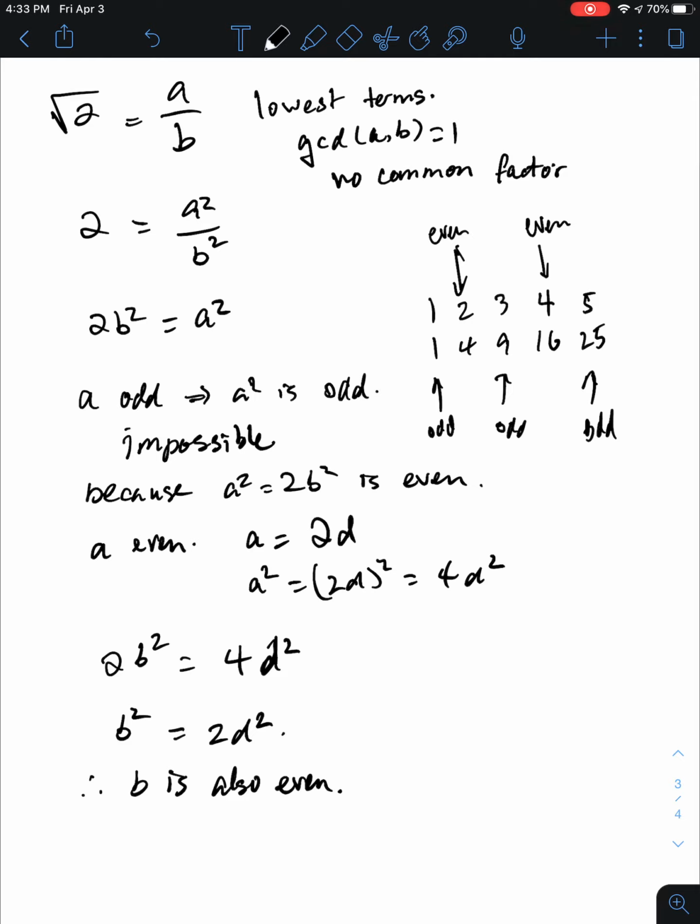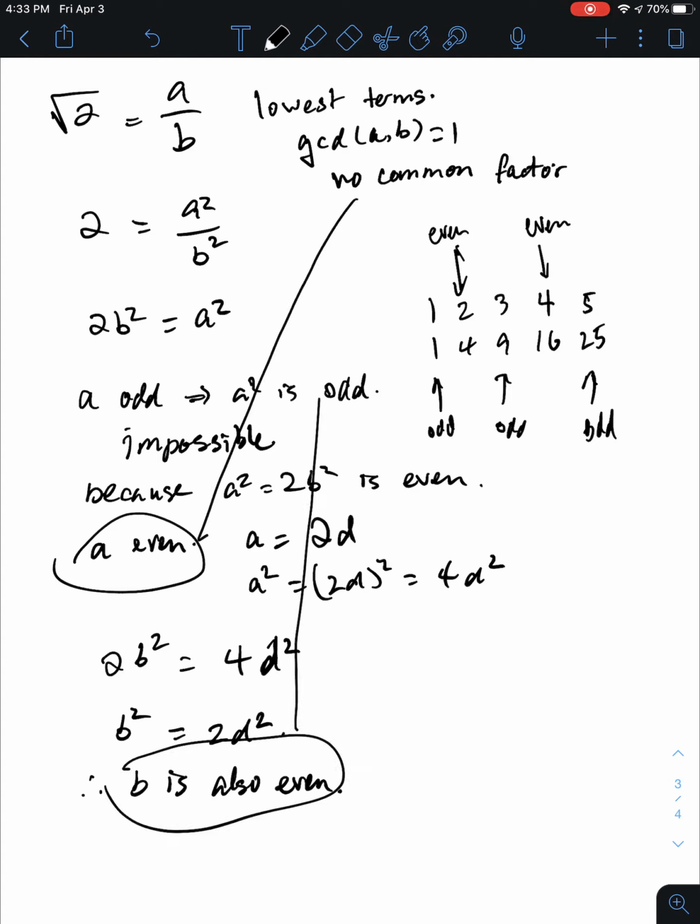And that's also impossible, because we have A is even, B is even, and both of them are even, but we wrote this as a fraction in lowest terms so that there's no common factor. So that's just it. We're done. We have contradictions all different ways. So our original assumption must be incorrect. This is not a rational number.